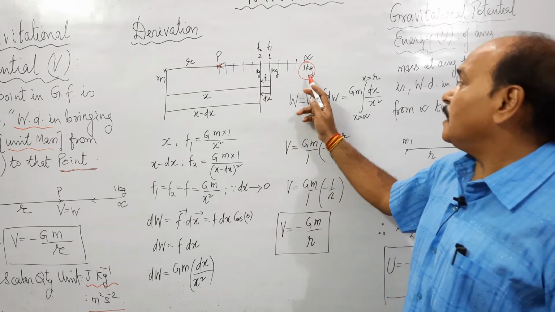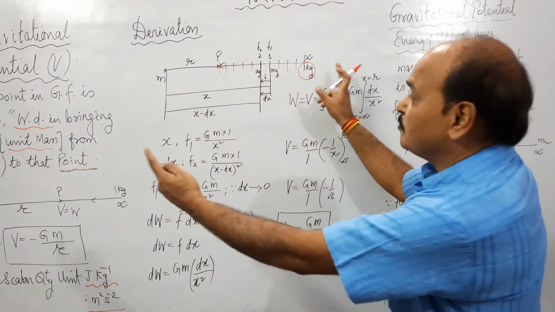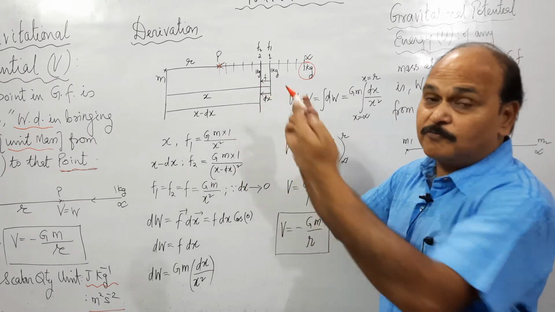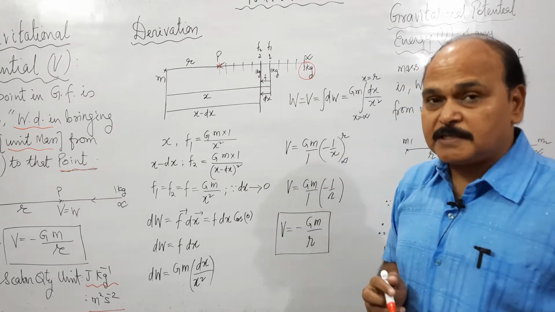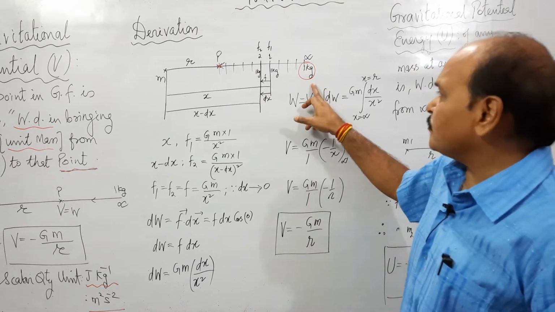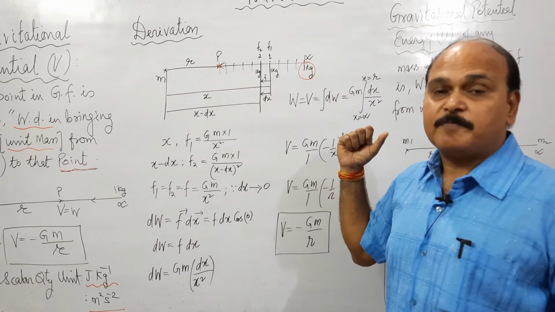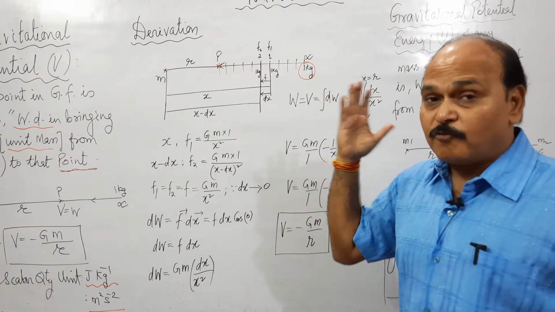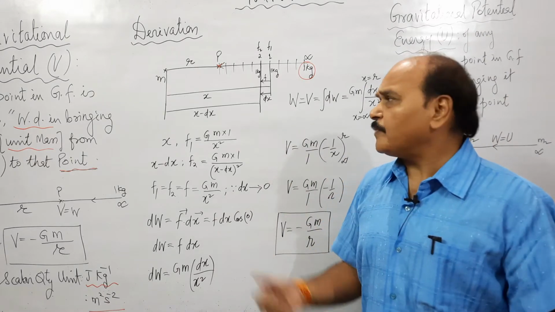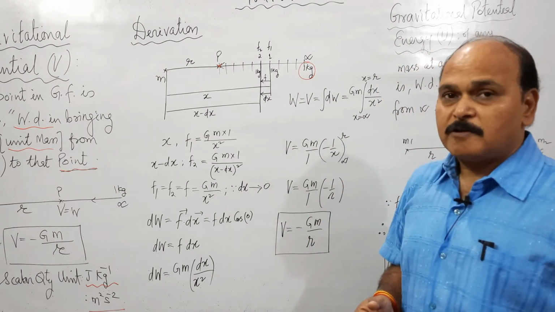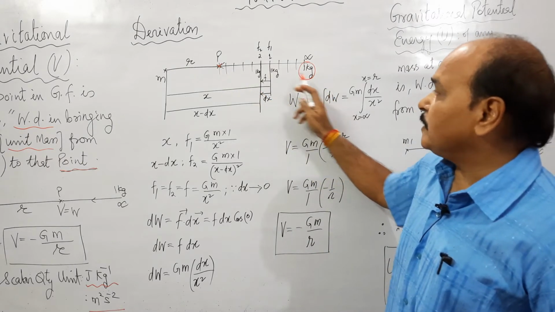As this mass approaches closer to this mass, what happens? The separation between the two masses decreases, and you know force between them is inversely proportional to square of distance. Therefore, as this mass approaches closer to this mass, the force between them increases continuously. Therefore, force is not a constant, it is a variable. How to find out work done by variable force? For that, what do we do, children? We divide this total displacement. This mass moves from here to here.